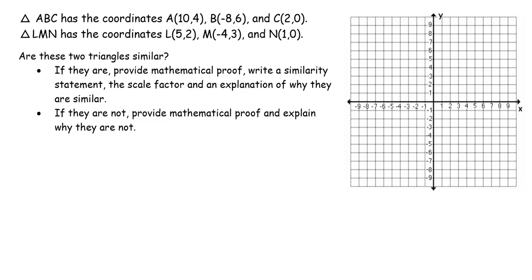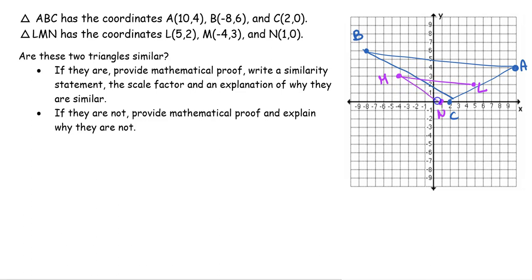So let's go ahead and start by plotting our points. So A is at 10, 4. B is at negative 8, 6. C is at 2, 0. It's better if you use a straight edge. There's our first triangle. And then we have L is at 5, 2. Negative 4, 3 is M. And 1, 0 is N.